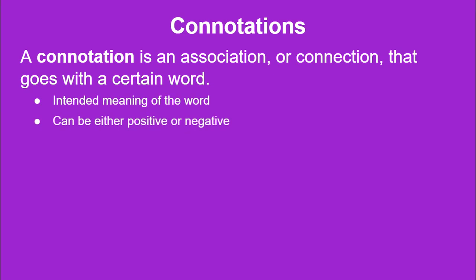Connotations can be either positive or negative, hence how they help with tone. And connotations have to be interpreted using context clues. Context clues are always important. They don't just tell you what a word means, they can also help you understand whether the word is meant to be positive or negative. So let's look at some examples.